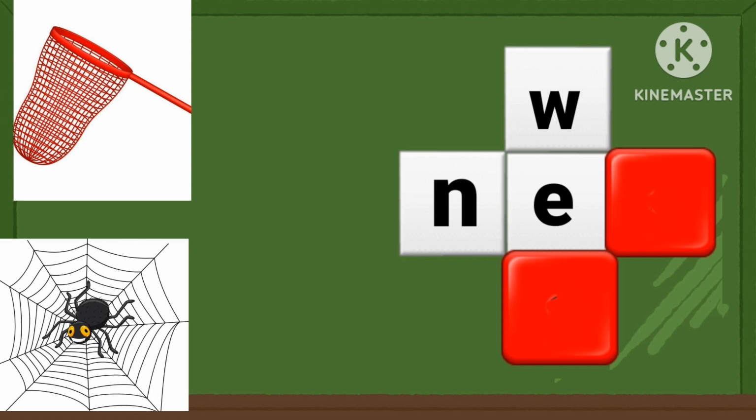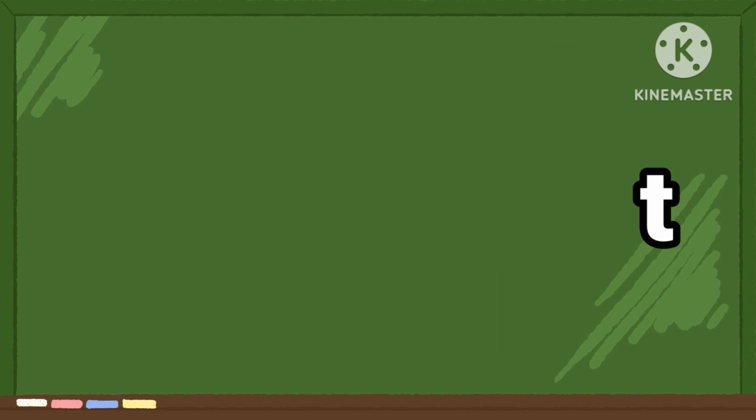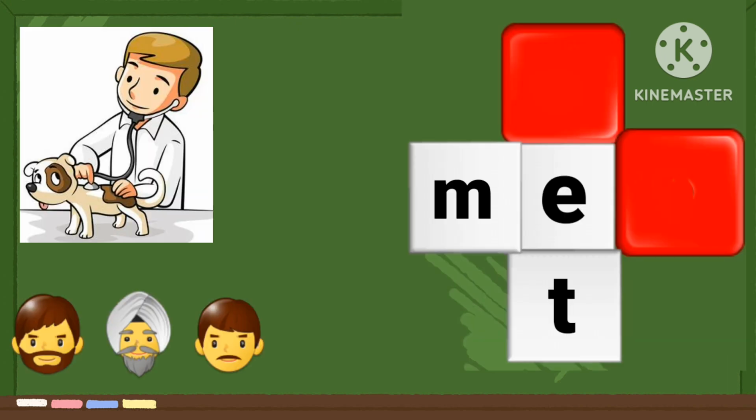Next, look at the pictures and guess the words. Net, web. Yes, good. This is a cobweb and net. Now spell the words. Net. Web. Which letters are missing? T, B. So drop letter T for net and B for web. Very good.